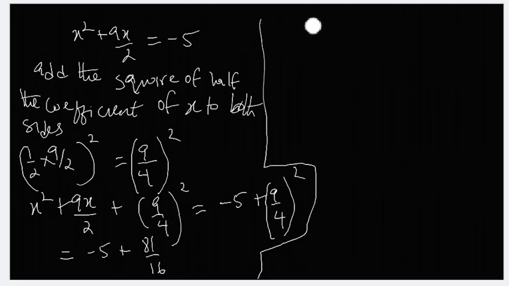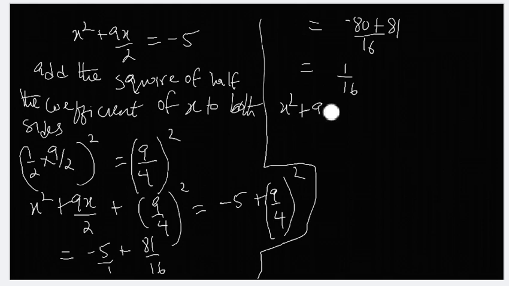So we are still solving the right hand side. We take the LCM of both sides. The LCM is 16. This is the same as over 1. So 1 into 16 is 16. 16 times minus 5 is minus 80. Plus 16 into 16 is 1, 1 times 81 is 81. So this becomes minus 80 plus 81 is 1, so 1 over 16. So this becomes x squared plus 9x divided by 2 plus 9 over 4 squared is equal to 1 over 16.